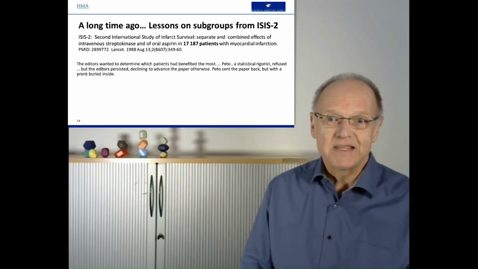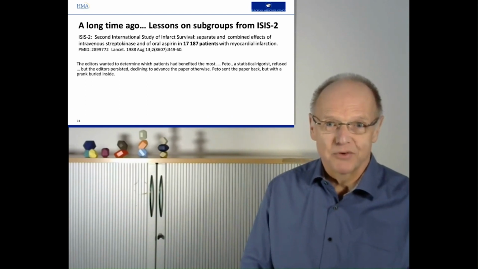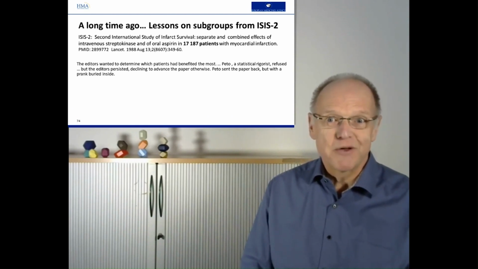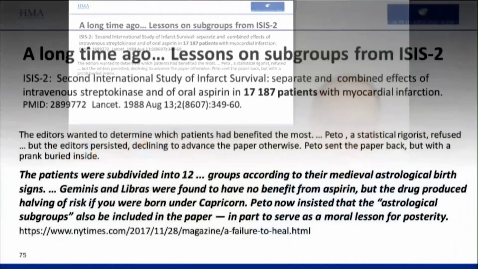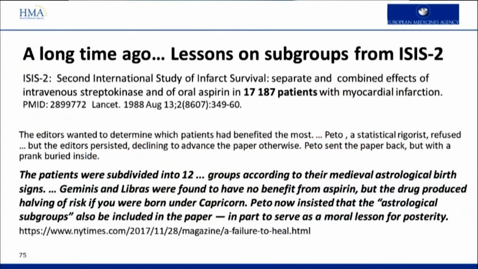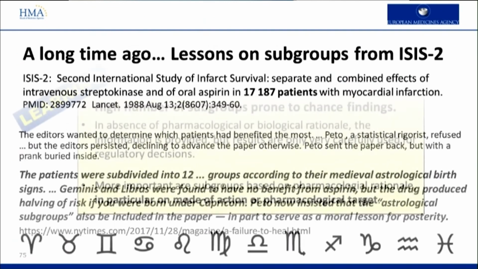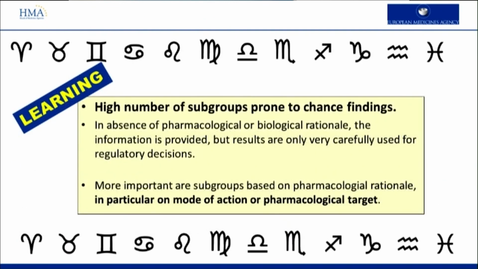Dividing those 17,000 patients in 12 subgroups, according to the zodiac sign of the patients, gave interesting results. No treatment benefit for Geminis and Libras, whereas, for example, Capricorn apparently profited from the treatment. These examples were meant to illustrate that the high number of subgroups assessed in most applications are of course prone to chance findings and are usually not type 1 error controlled.